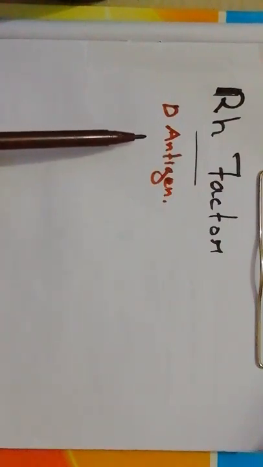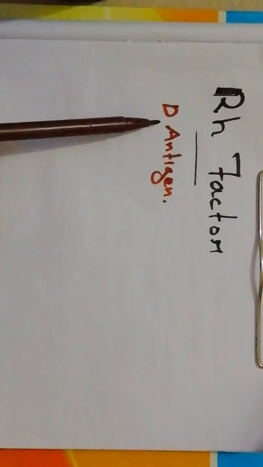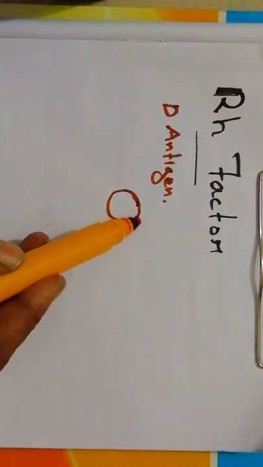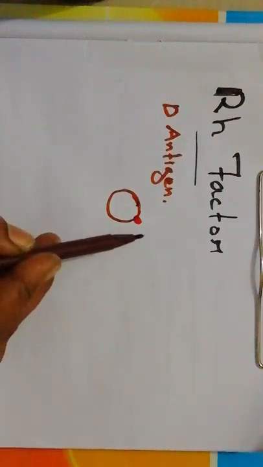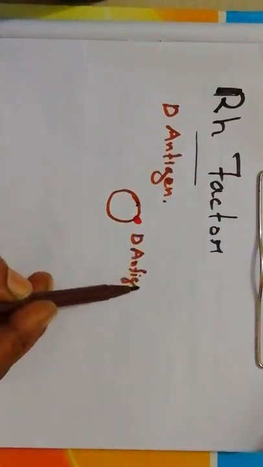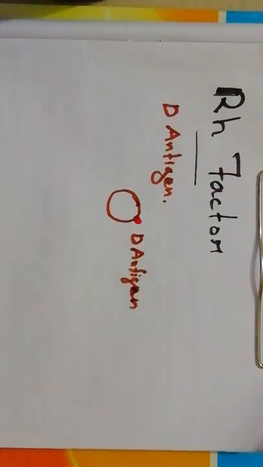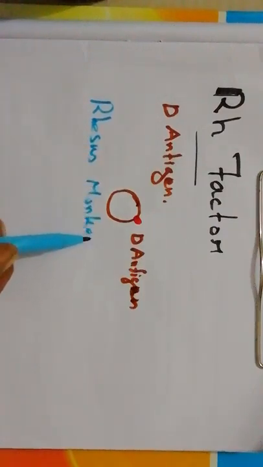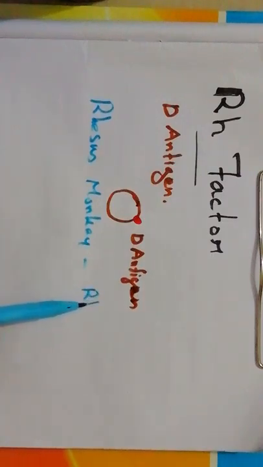Okay, so let us see how they have classified blood as per this RH factor. This classification is made as per one antigen, that is known as D antigen. This antigen is also present on the surface of the RBC cell. So this antigen we can now call D antigen. First, this D antigen was found in the rhesus monkey. So first they found it in the rhesus monkey. Hence the name is given as RH factor.